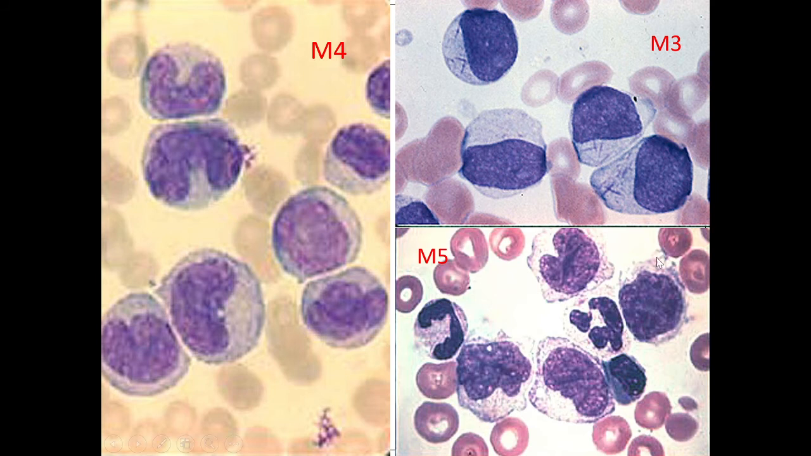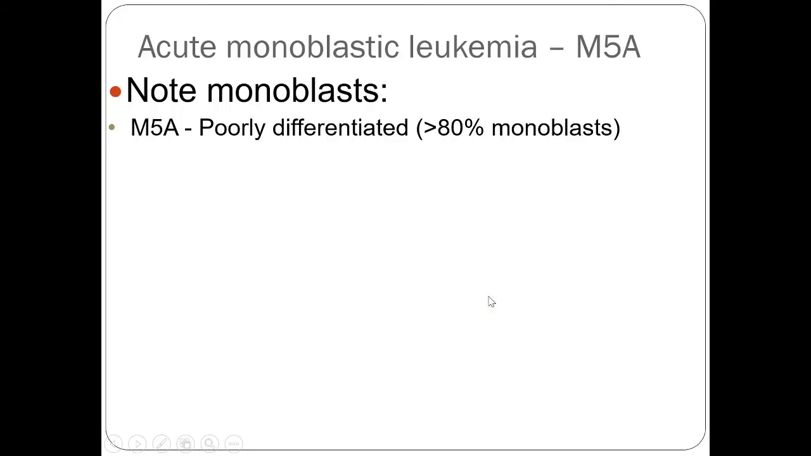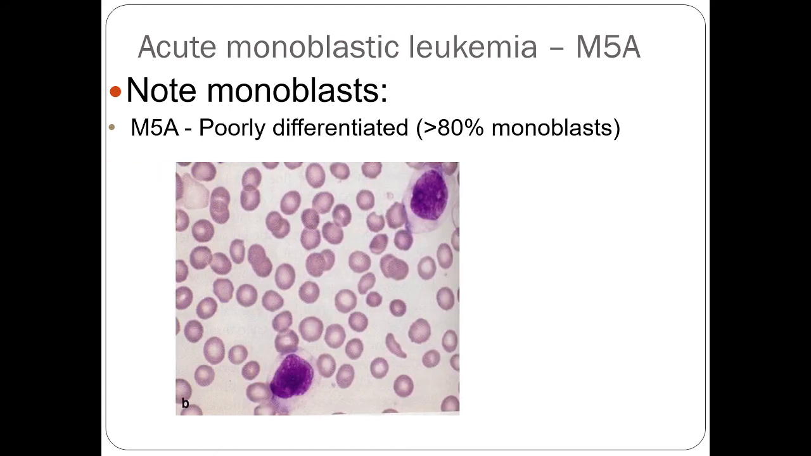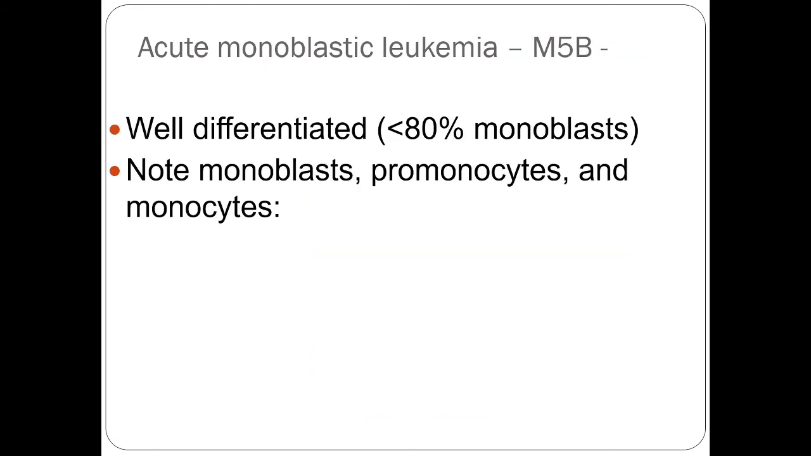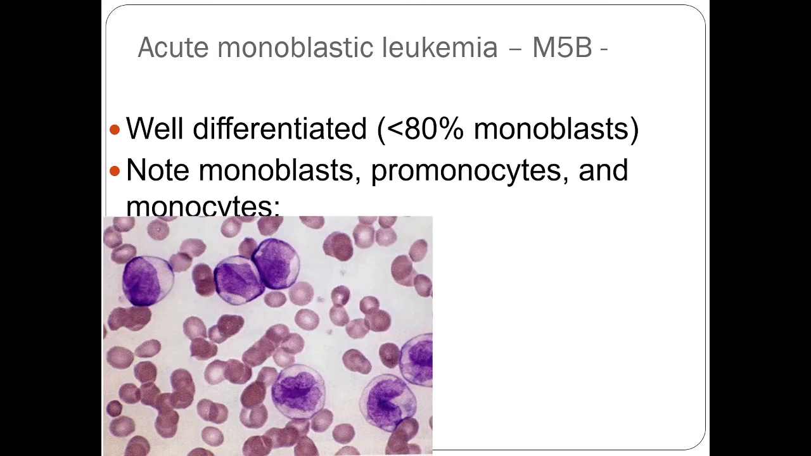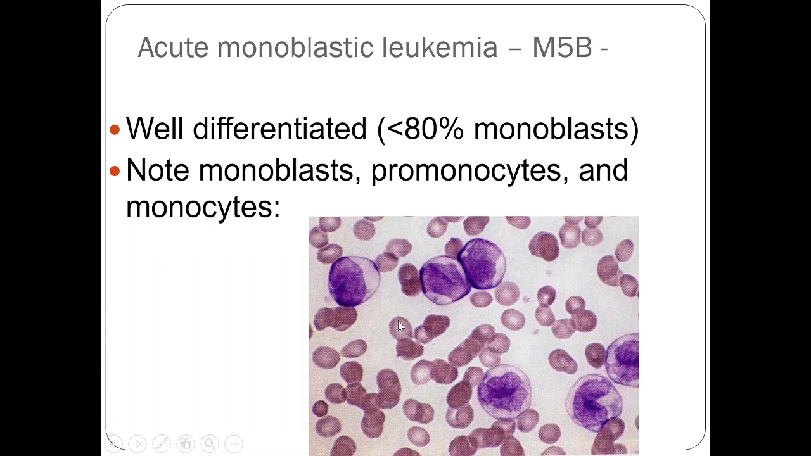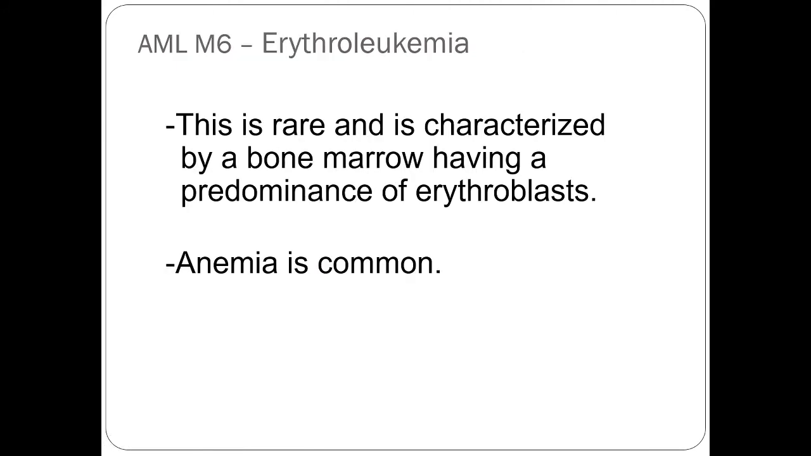M4, M3, M5. Now M5 having M5A and M5B. M5A poorly differentiated, contain more than 80% of the monoblast. M5B well differentiated, contain less than 80% of the monoblast, in which monoblast, promonocytes and monocytes.